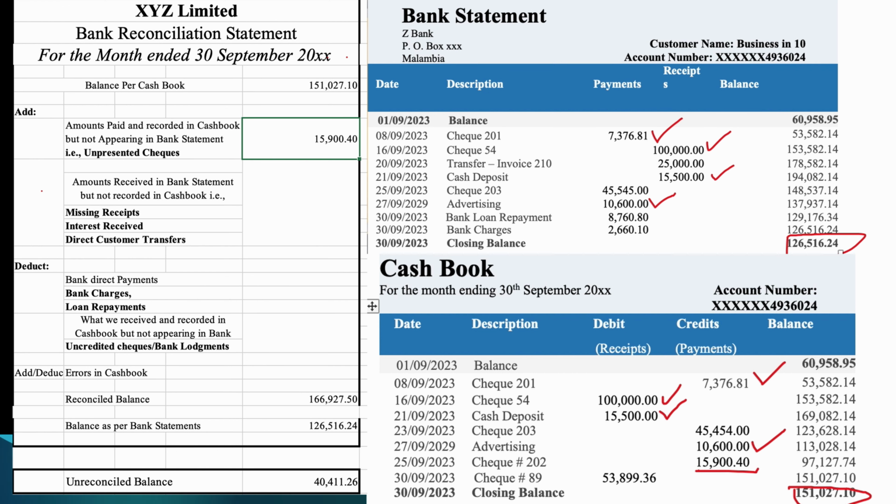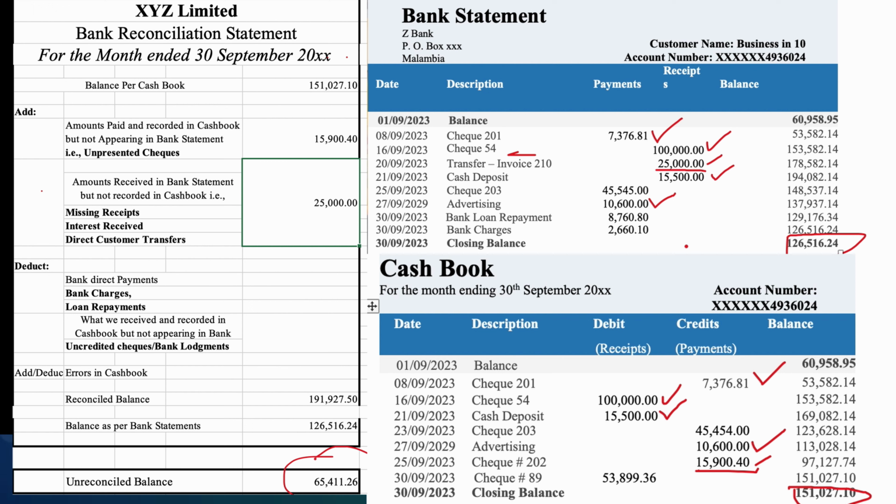15,900.4. Also, we have to add back what we received by the bank but not recorded in the cash book. And if you go to 20th September in the bank statement, we have transfer amounting to 25,000, paying for invoice number 210. Then you have to add that one back. So if you check, you see down there that the reconciled amount is 65,411.26. Now let us proceed.